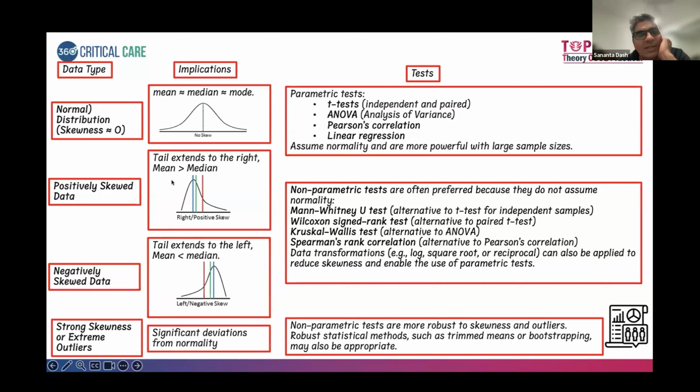So basically, the steps to be done: first, how is the distribution of the data? Is it normally distributed? Then these are the tests, paired or unpaired, based on the data set. If it is not normally distributed, positively skewed or negatively skewed, then other tests have to be considered.